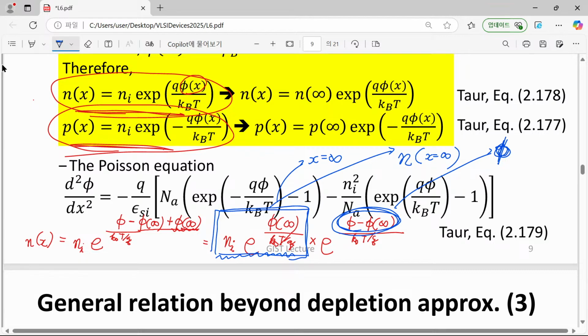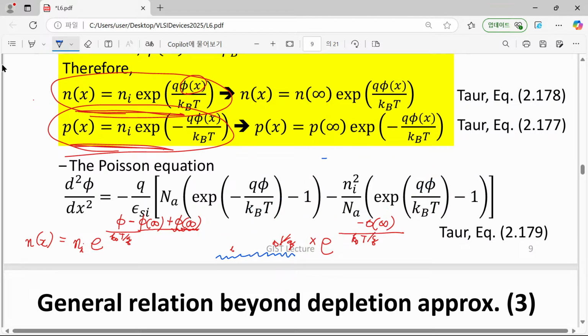As you know, this number would be extremely small. For example, if our acceptor density is 10 to the 17 per cubic centimeter, then this n at infinity will be just 10 to the 3 per cubic centimeter. That number is extremely small. Please note that this coefficient is so small. This is really important.